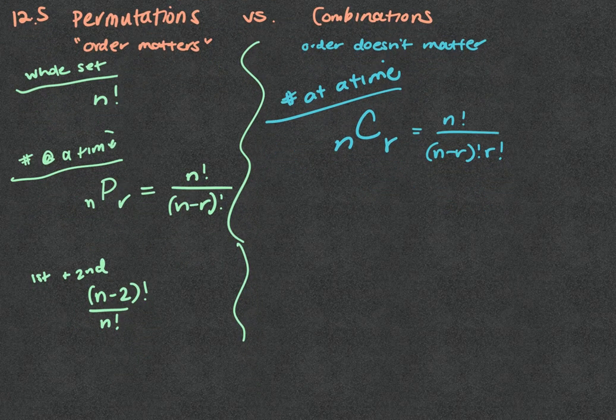Whereas combination, it would be you and your friend finish first and second, but it doesn't matter which is first and which is second. And that would be 1 over the combinations, the total number of combinations.